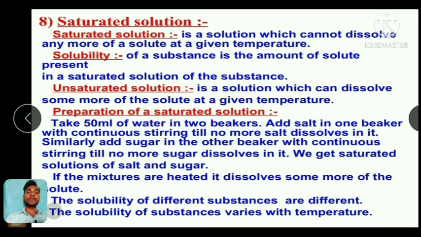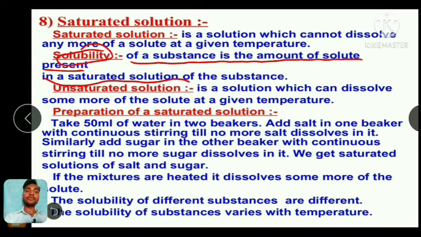Solubility, what is the solubility? In case of solubility, you have to understand, it depends on how much amount of a solute is present in something, that is called the solubility of that substance in a saturated solution. Okay, in an unsaturated solution, you have to understand that if you dissolve a less amount in something, that is known as an unsaturated solution.